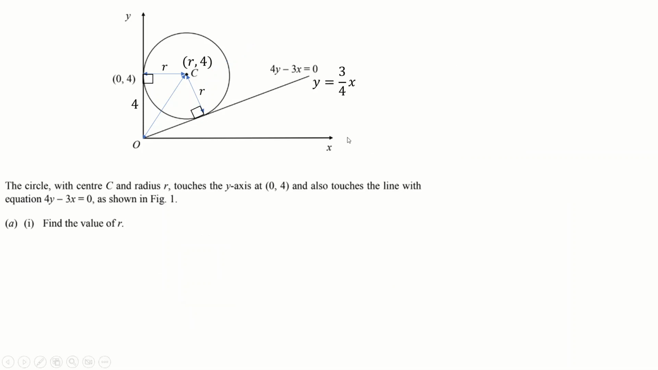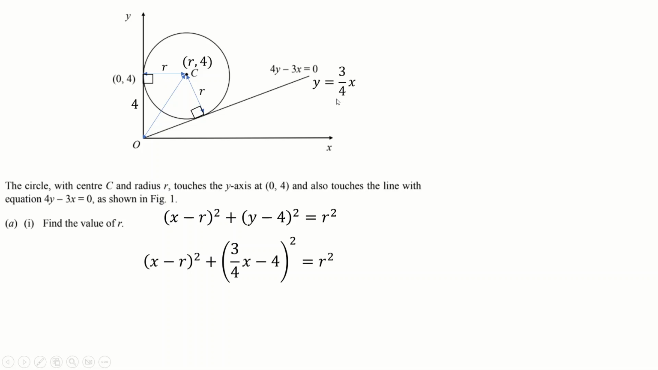Let's do it in a second way. My second way was to think about the equation of this circle, which is (x minus r) squared, because the center is at r, plus (y minus 4) squared, obviously both equals r squared. And now the equation of this line is y equals 3/4 x. So if I just look for the intersection between the circle and the line, that just means putting in 3/4 x into there. Obviously expand everything out and tidy up.